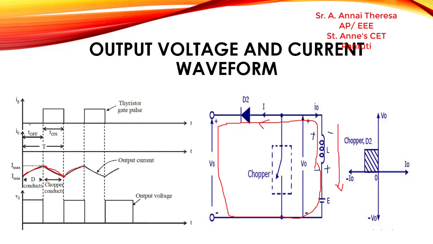When the switch is off, we will get the output voltage, and the current also we will get in the negative direction. When the switch is off, the inductor will discharge from negative to positive, but anyhow it is in the negative region only. So in both the cases, when the switch is off and when the switch is on, the output current is negative. The output voltage is positive. That's why it is called a second quadrant chopper.